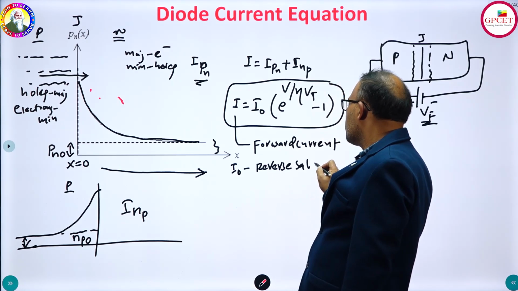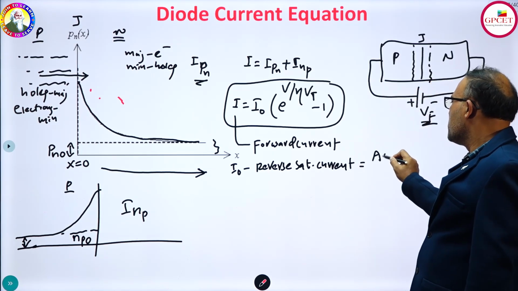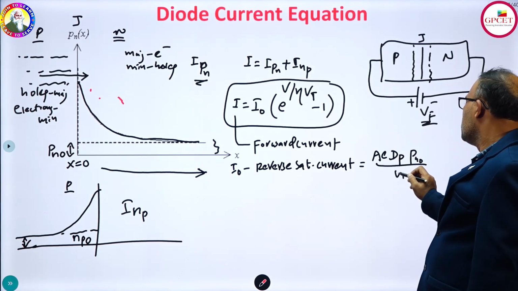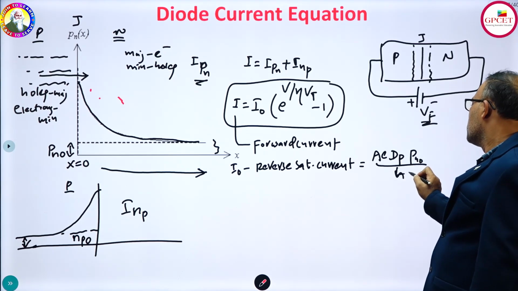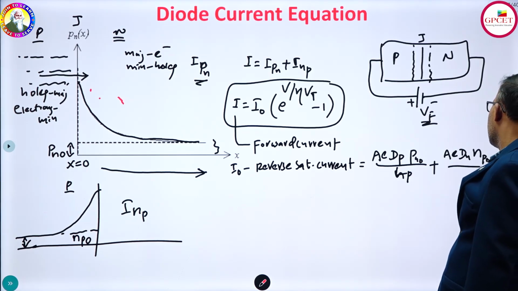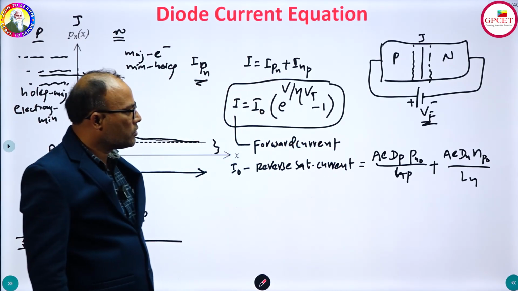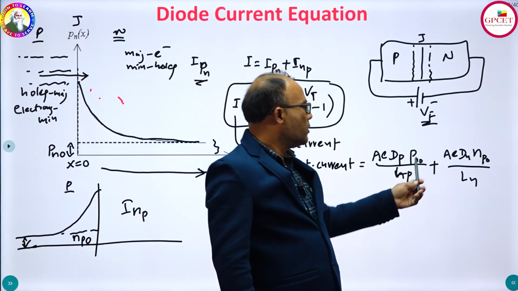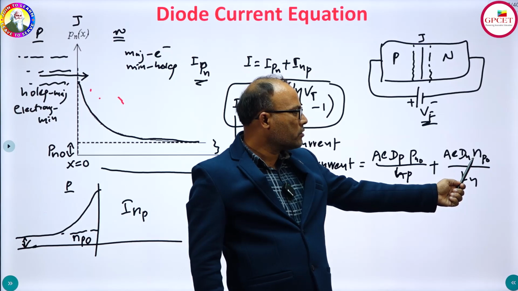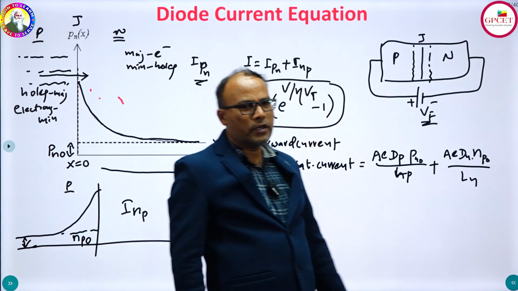I naught is called the reverse saturation current, which is given by I naught is equal to A e Dp Pn naught divided by Lp plus A e Dn Np naught divided by Ln, where A is the area, e is the charge of the carrier, Dp is the diffusion constant of holes, Dn is the diffusion constant of electrons, Pn naught is the concentration of holes in n-type semiconductor at thermal equilibrium, Np naught is the concentration of electrons in p-type semiconductor at thermal equilibrium, Lp is the diffusion length of holes and Ln is the diffusion length of electrons.